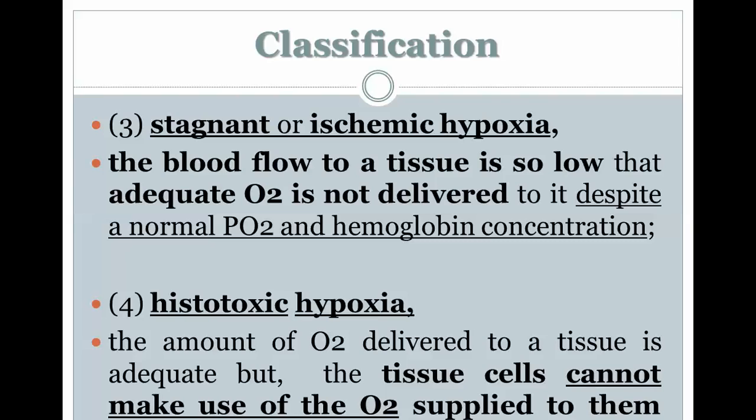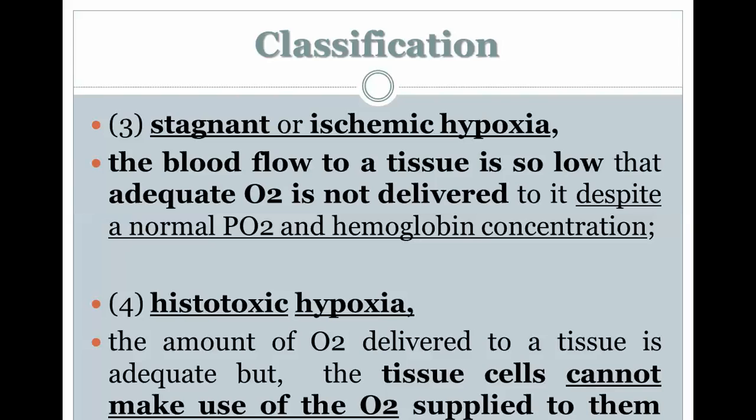The first step. Second step is anemic. Anemic hypoxia, PO2 is normal. But what's the problem? Hemoglobin. And the cardiac output is normal. From the name, anemic hypoxia, the problem is in the hemoglobin. So the problem will be in the CaO2, which is the oxygen content, while the PO2 is normal, and the cardiac output is normal. Stagnant or ischemic hypoxia, both are normal. The PO2 is normal, the hemoglobin is normal, but the cardiac output is decreased.